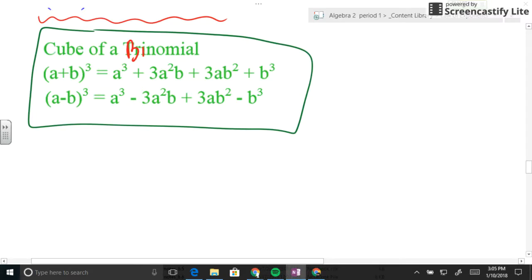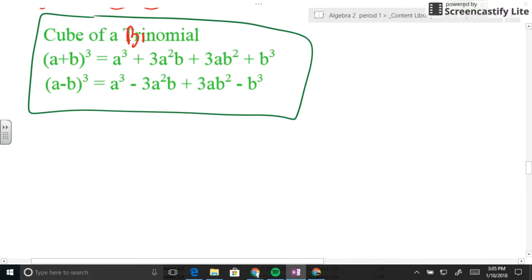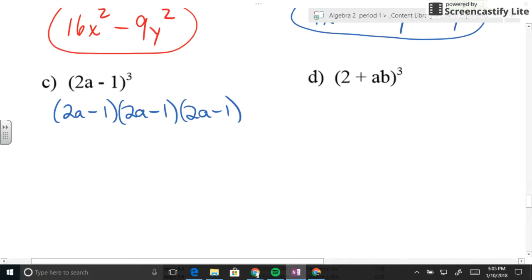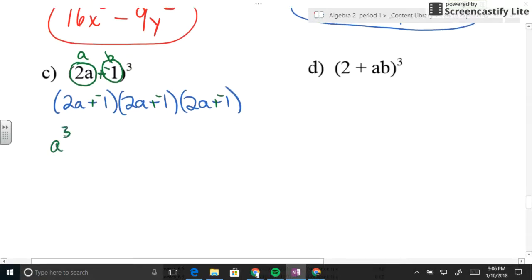So what I could do is I could just take the a plus b in parentheses cubed and use that top formula. Because I can use that top formula just by saying, hey, let's make that a plus and then change that to a negative 1. So now my a is this 2a part, and my b is that negative 1 part. So it's a cubed plus 3a squared b plus 3ab squared plus b cubed.